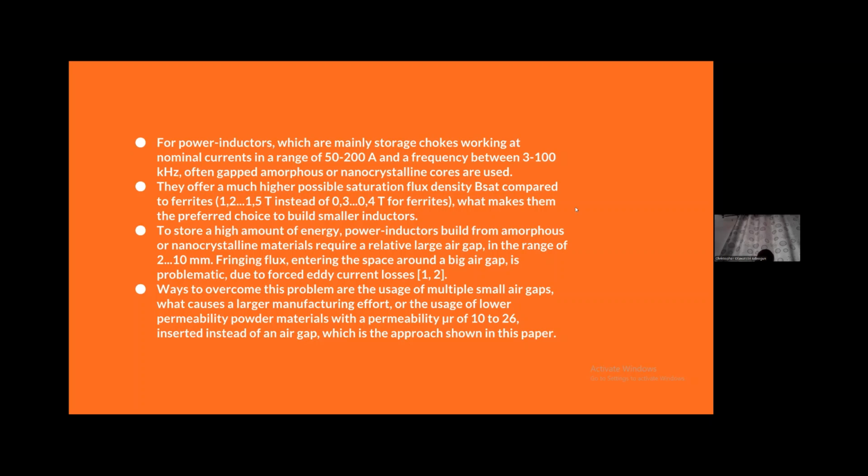And also to store a high amount of energy, power inductors built from amorphous or nanocrystalline materials require a relatively large air gap in the range of 2 to 10 millimeters. Fringing flux entering the space around a big air gap is problematic due to forced eddy current losses. The ways to overcome this problem are the usage of multiple small air gaps, which causes a larger manufacturing effort, or the usage of lower permeability powder materials with a permeability μr of 10 to 26 inserted instead of an air gap.